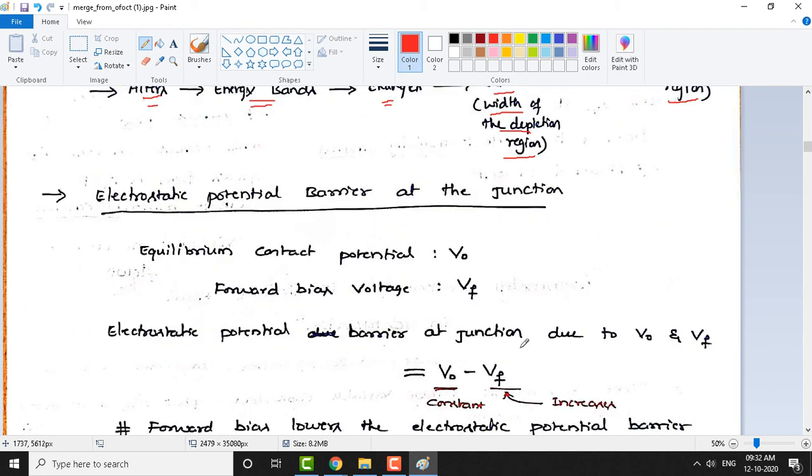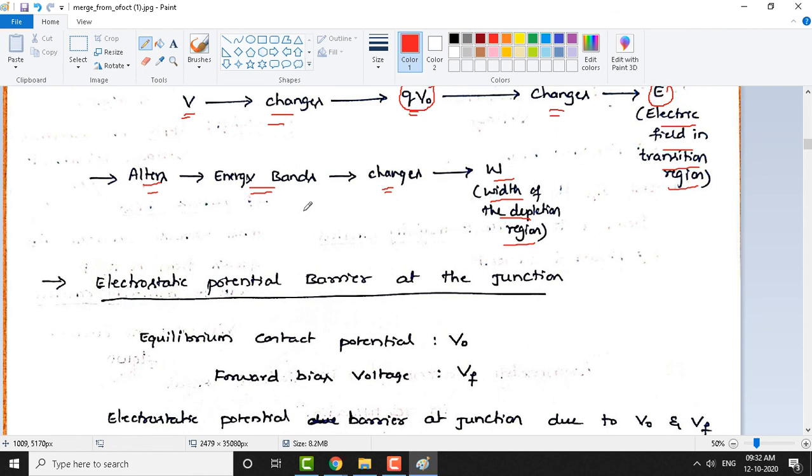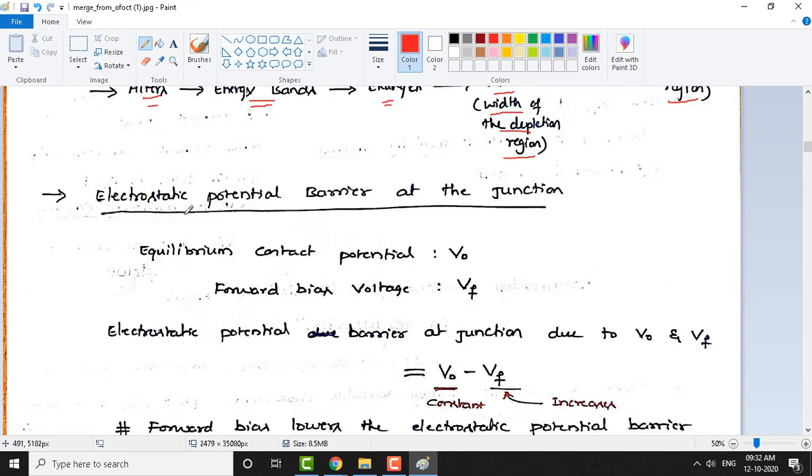I think that's what we need to discuss in today's class. I will stop at this point since you have a class next hour. Any questions so far about whatever we discussed? If you don't have questions, then in the next class we'll discuss the electrostatic potential barrier at a junction.